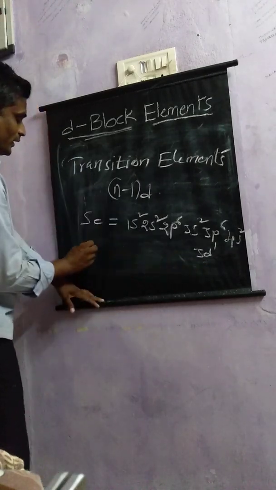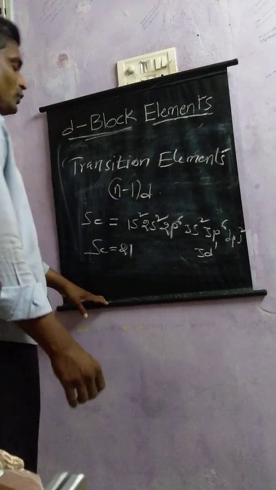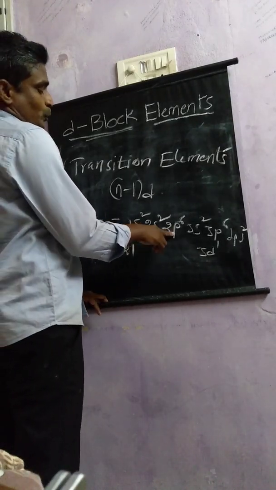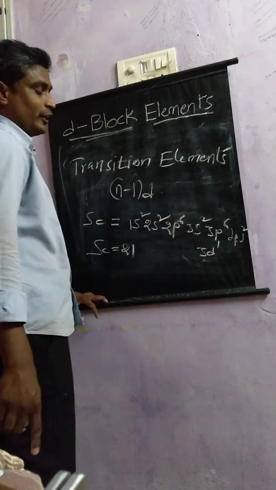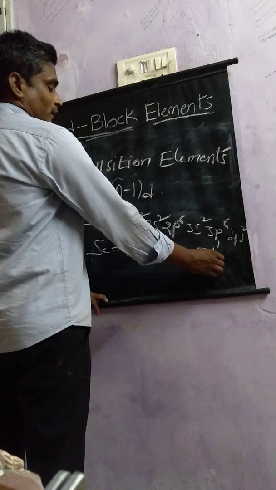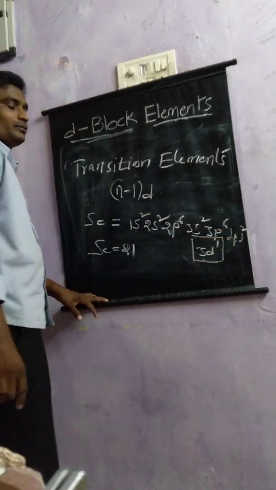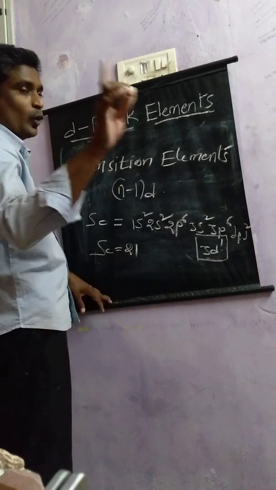Because scandium's atomic number is 21. So the configuration is 1s2, 2s2, 2p6, 3s2, 3p6, 4s2, and finally 3d1. Here in this 3d sublevel, there is only one electron.